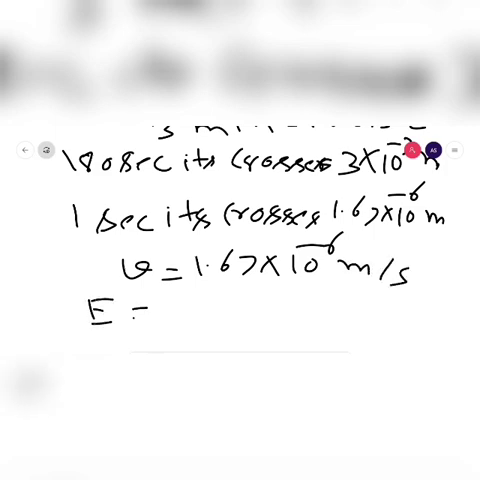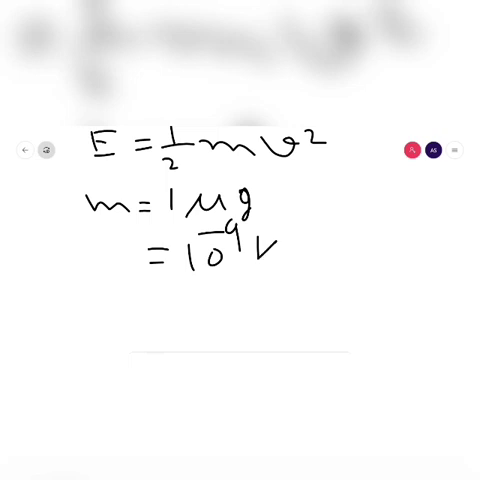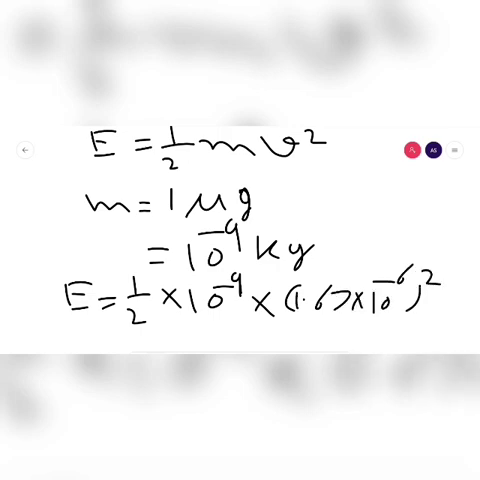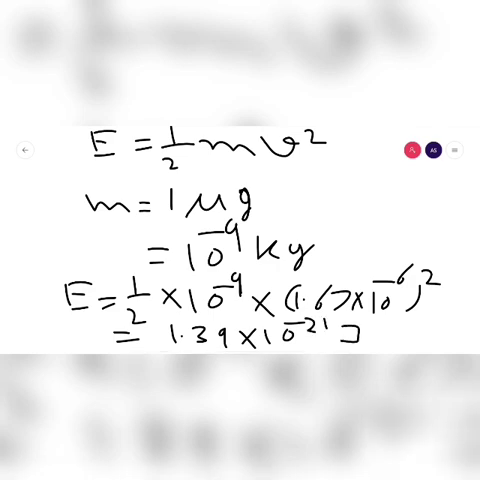You know the energy is equal to half mv², and the mass is given. Mass is equal to 1 microgram, which means 10^-9 kg. The energy is equal to half × 10^-9 × (1.67 × 10^-6)². You will get the energy 1.39 × 10^-21 joule.